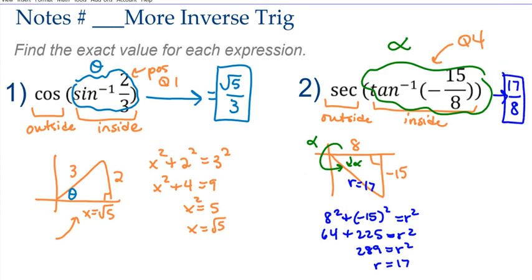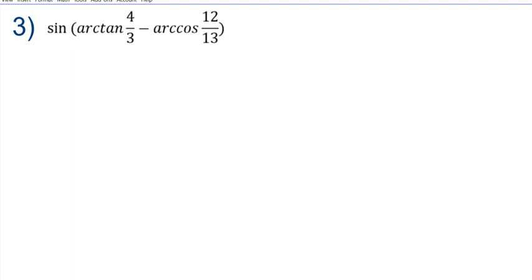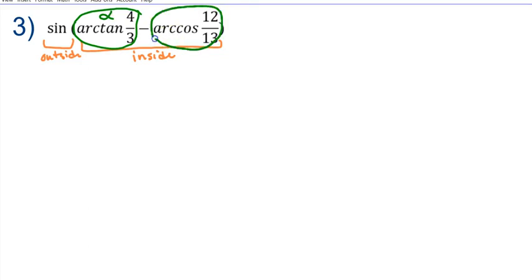Okay, let's see what's next. Number 3. Let's make this more complicated. However, the same principles apply. You have something going on the inside, and you have something going on the outside. Let's figure out the inside first. Okay, now, arctangent 4/3 means an angle whose tangent is 4/3. Let's call that angle alpha. And arccosine 12/13 means an angle whose cosine is 12/13. Let's call that angle beta.